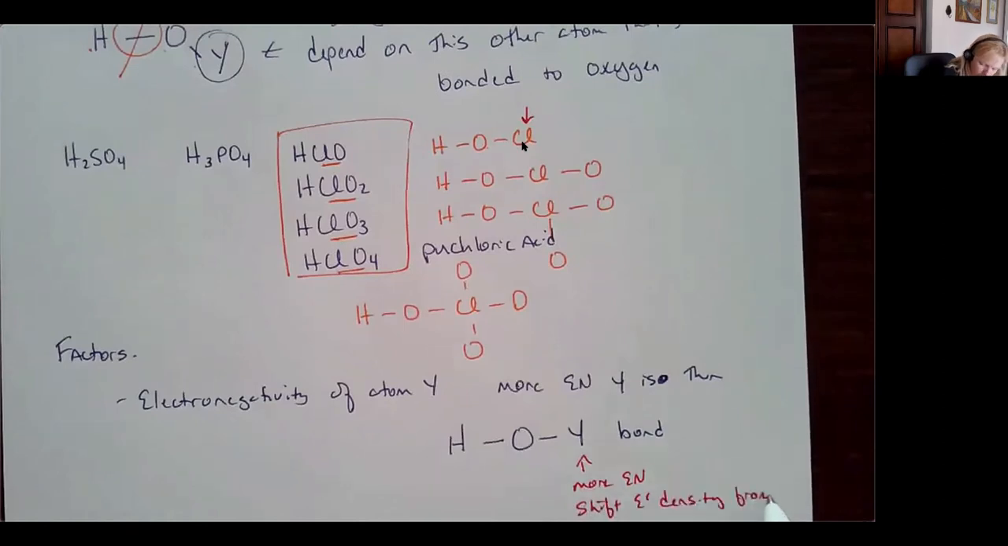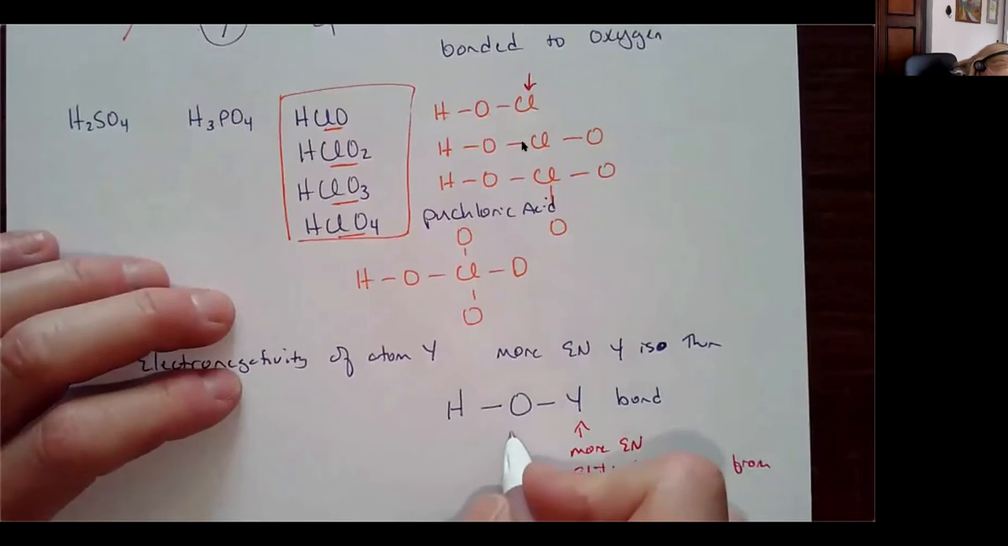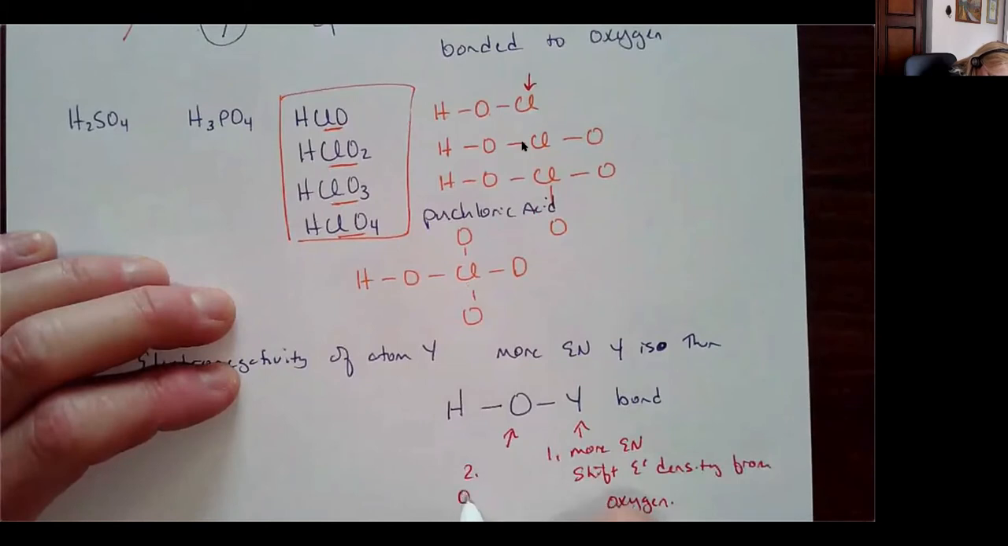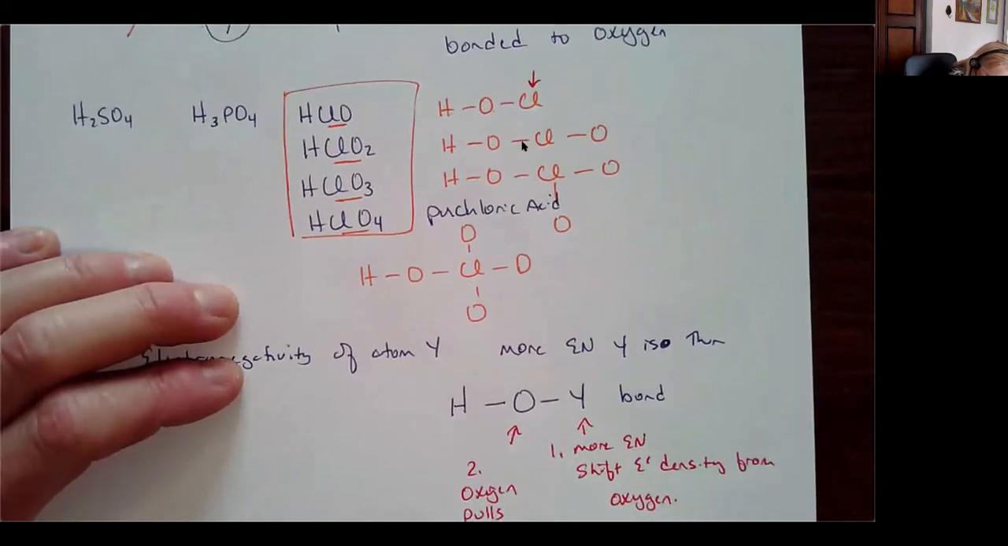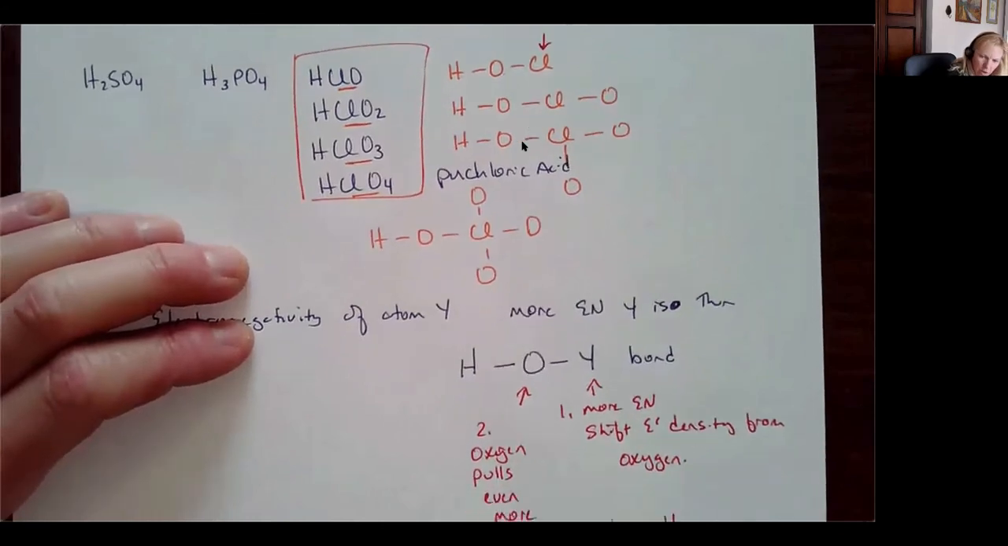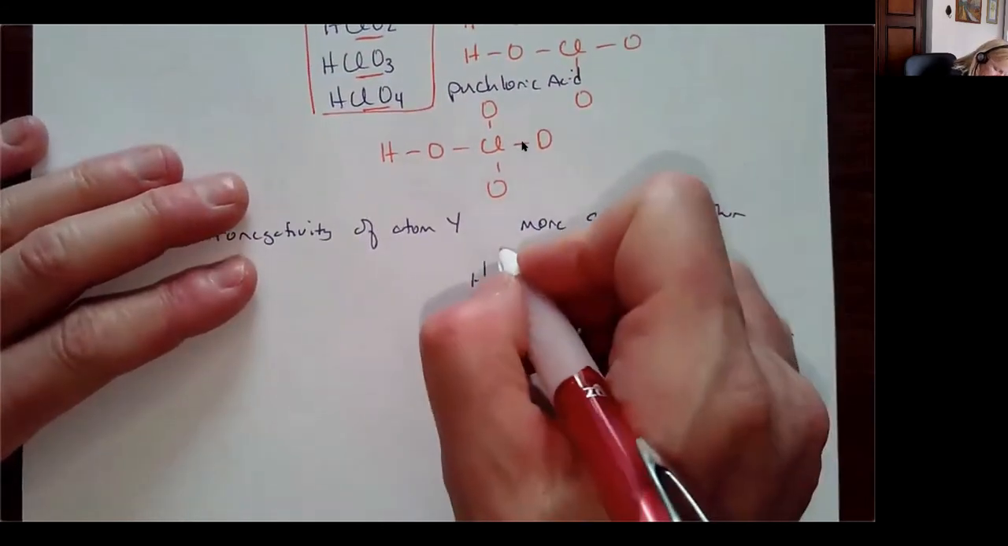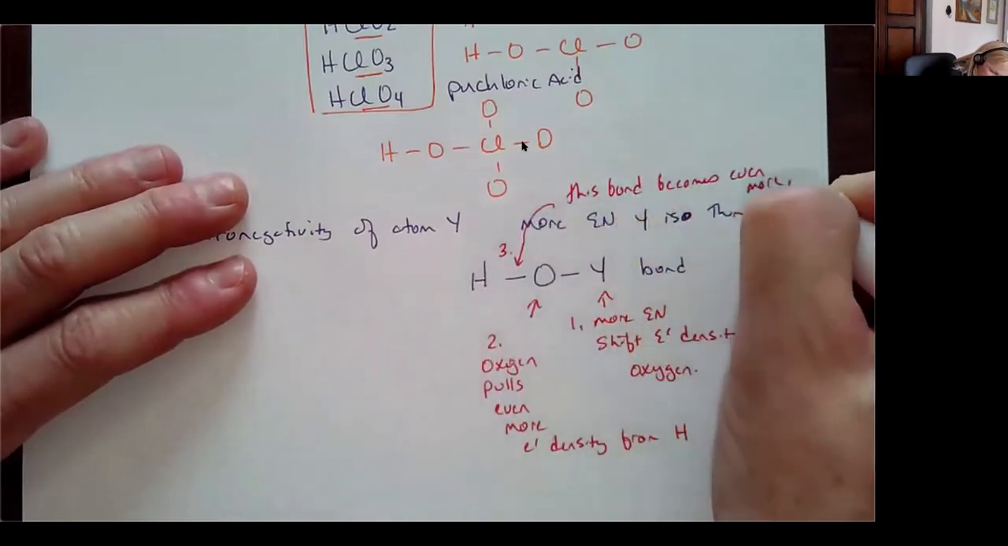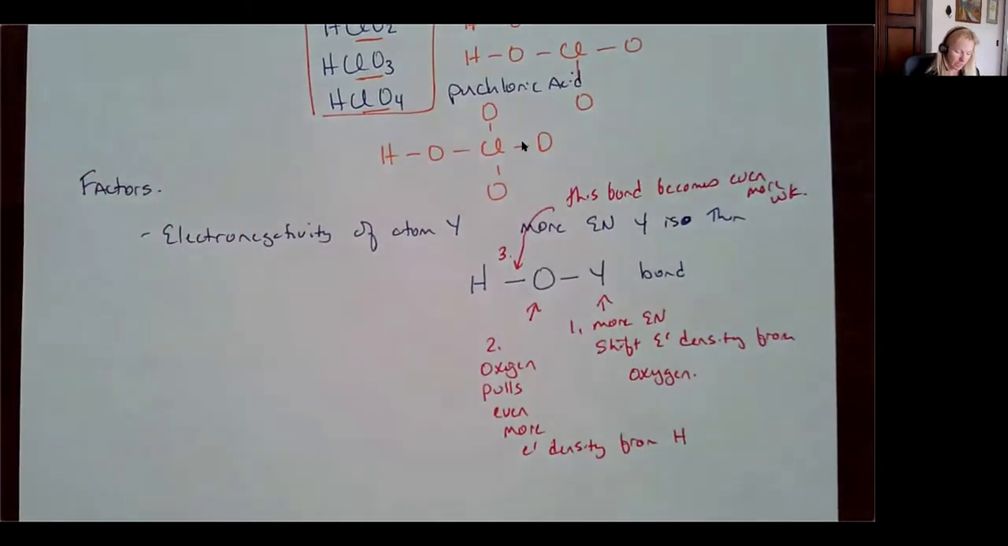If this is more electronegative, then it's going to shift electron density from the oxygen. So this would be step 1, this happens, then step 2, oxygen pulls even more electron density from hydrogen, which weakens this bond. So 3, this bond becomes even weaker than what you would expect. And so it's a domino effect. It's not this specifically, it's this reacting on this, which reacts on this, which makes this easier to break. So remember, the easier it is to break this bond, the stronger this acid is going to be.